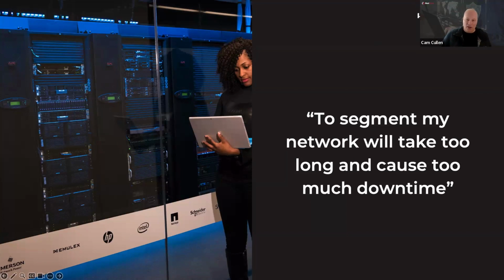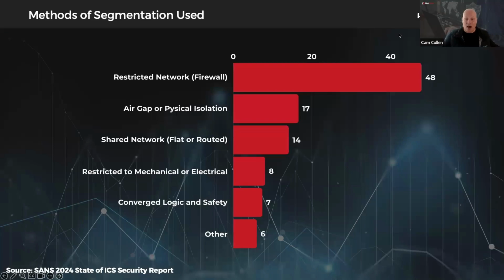So when you hear the segment, "my network will take too long and cause too much downtime," let's look at the people who have actually tried. How are they doing it? And that SANS report again talks about the number one way, about a little under half the users are trying to use things like firewalls to create those segments and zones and conduits.